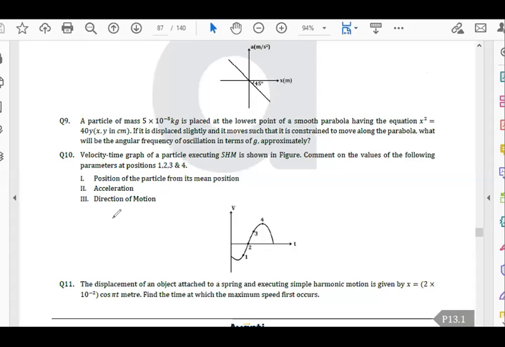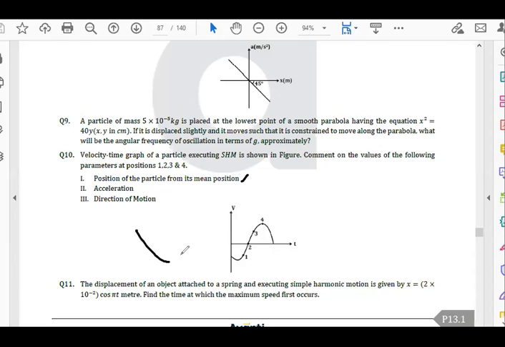Right? Let's see question number 10, everyone. So the velocity time graph is given. Comment on the values of the following: position of the particle from its mean position. You just have to comment. Initial position, tell me where it is. To the left or to the right? Suppose it is this point, 1, 2, 3, 4. I guess all of you can solve question number 10. It is just conceptual. Yes or no?